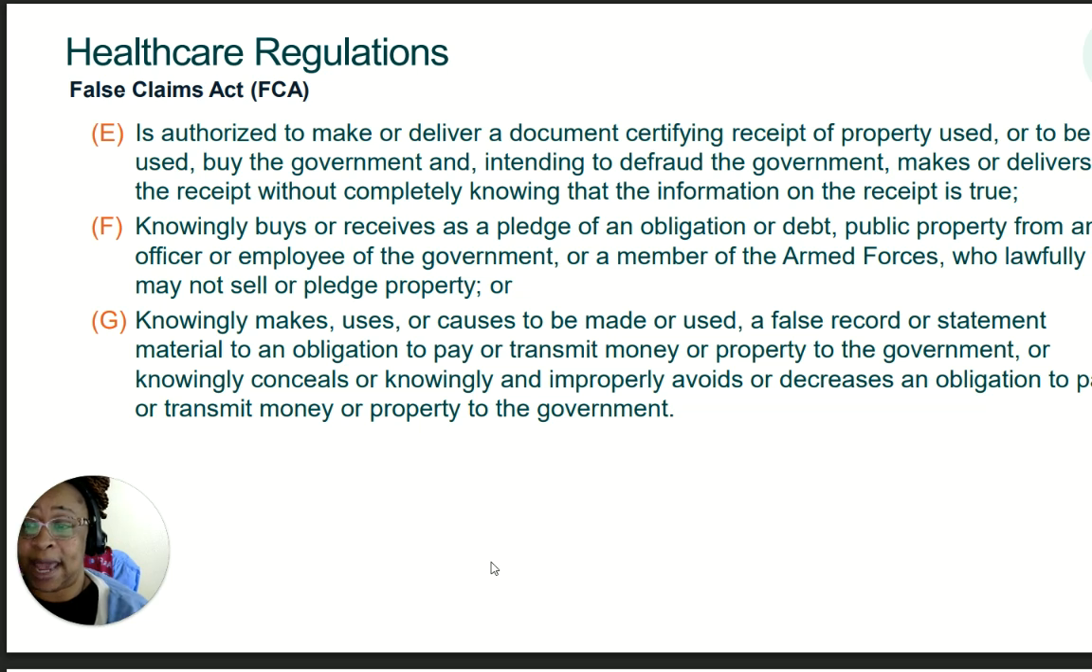Knowingly makes, uses, or causes to be made or used a false record or statement material to an obligation to pay or transmit money or property to the government, or knowingly conceals or knowingly and improperly avoids or decreases an obligation to pay or transmit money or property to the government.